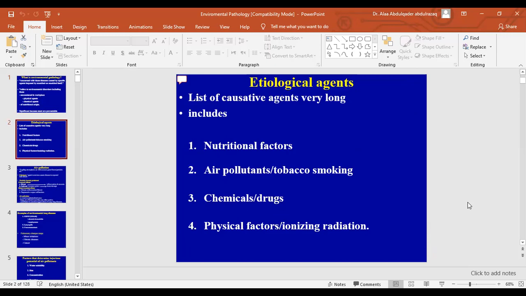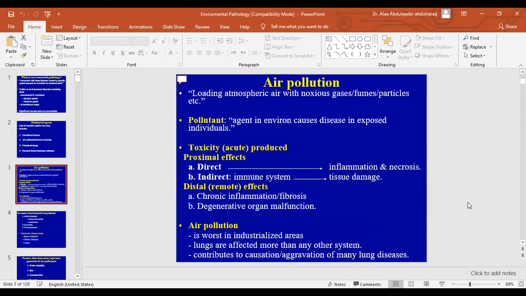الetiological agents اللي play role in this category of disease هي nutritional factor, air pollutants اللي من ضمنها tobacco smoking, chemicals including drug, physical factor like ionizing radiation. نجي على الاير pollution. شنو معناته الاير pollution؟ معناته loading of atmospheric air with noxious gases, fumes and particles. Pollutant mean agents in environment cause disease in exposed individual.